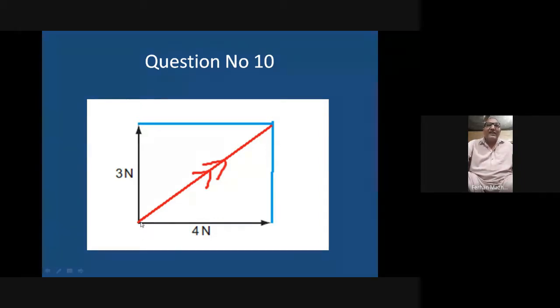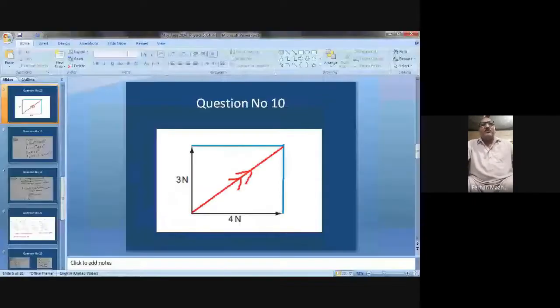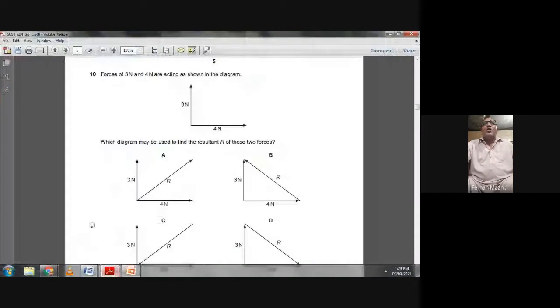Where the tails were joined, I will join that point with the opposite corner of the parallelogram. This red line gives me the magnitude of that resultant, and the red arrows give you the direction of that resultant force. So the resultant force, which will be the sum of these two vectors, should be represented with this red line. So let's check what is the option. Okay, what options do we have? Oh, I think A is the choice.